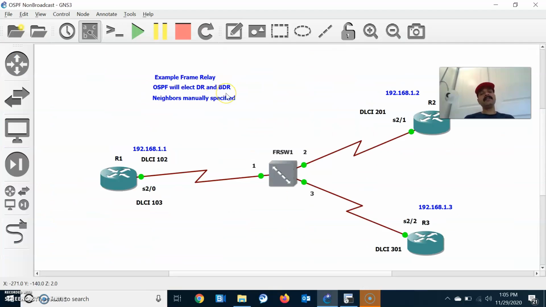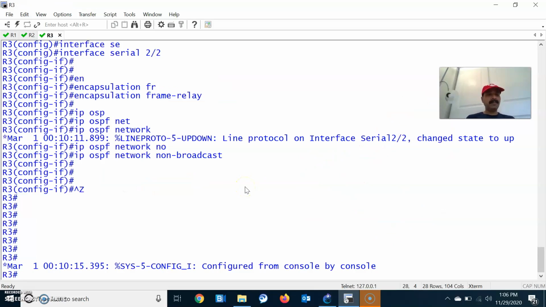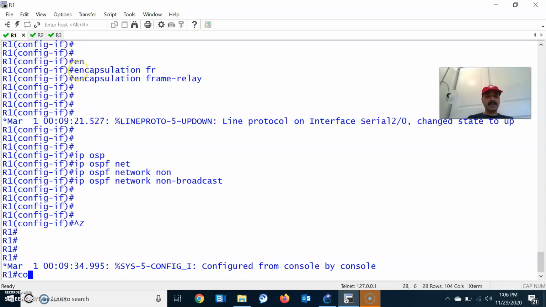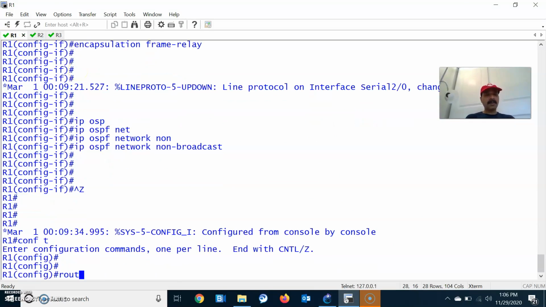So you configure this, and one more thing I told you: we have to manually specify the neighbors. The hub office has two branch routers, right? On this hub I have to configure both neighbors. How to do that? Go to R1, the main office router or hub router. Go to router OSPF 100.